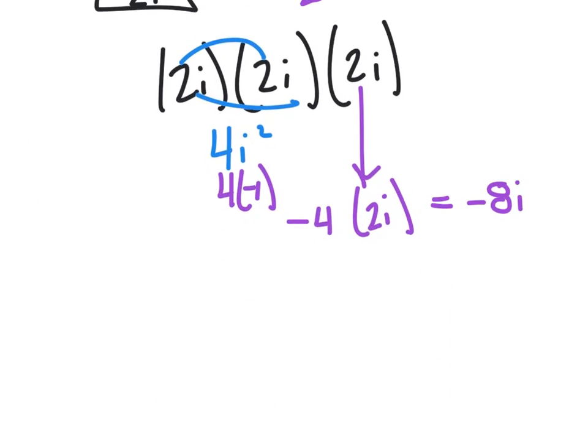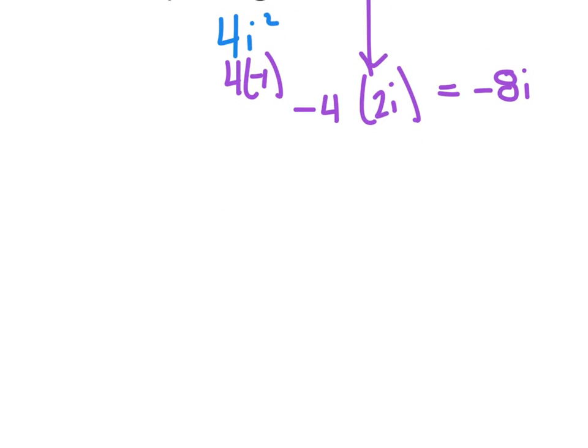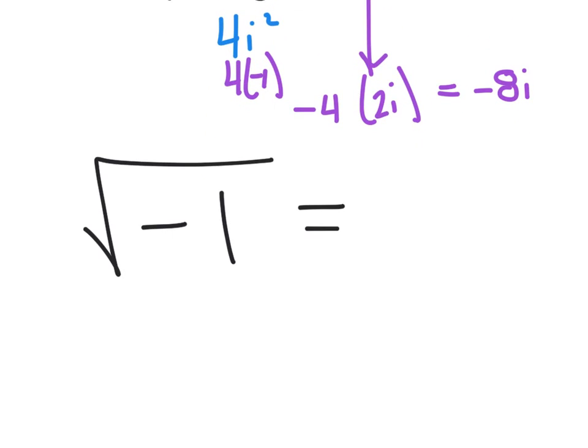Well, that does it for us. I just want you to remember the big idea. The square root of negative 1 is equal to i, and if I square both of those, I get i squared over here and negative 1 here. So i squared equals negative 1.